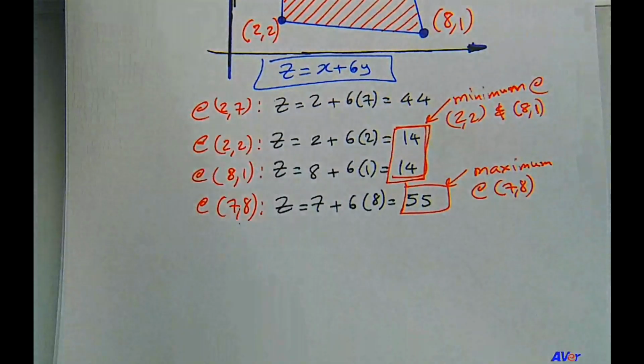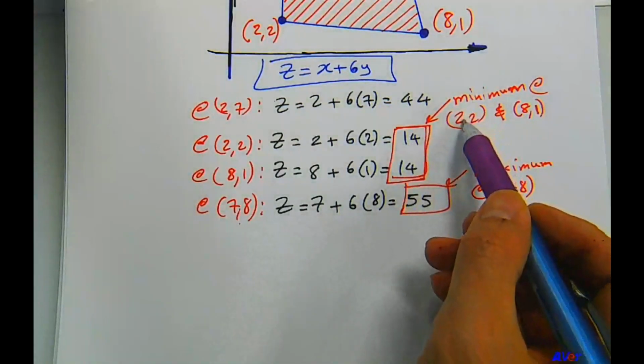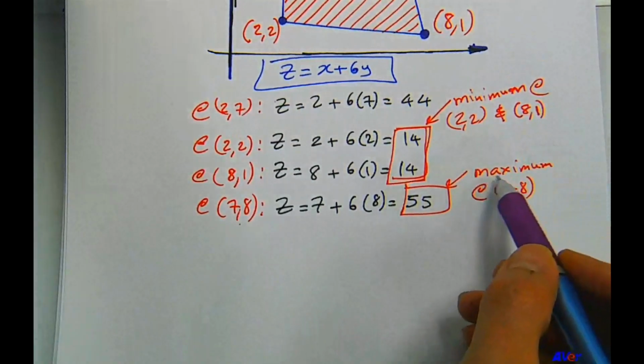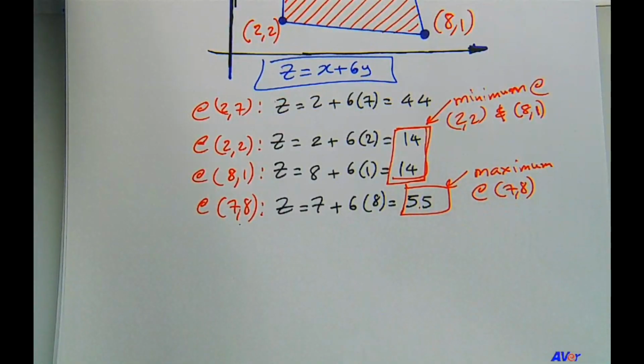So usually when I talk about this in a classroom where people are present, they ask me, well, what is the answer to this question? Well, the answer to this question is we have a minimum of 14 at 2 comma 2 and 8 comma 1, and a maximum of 55 at 7 comma 8.